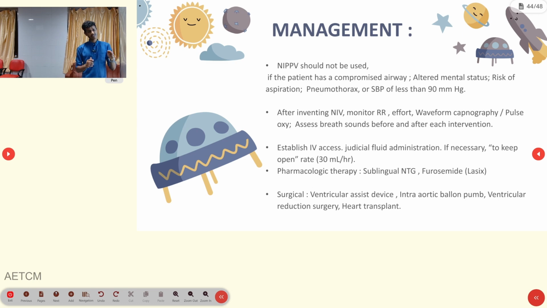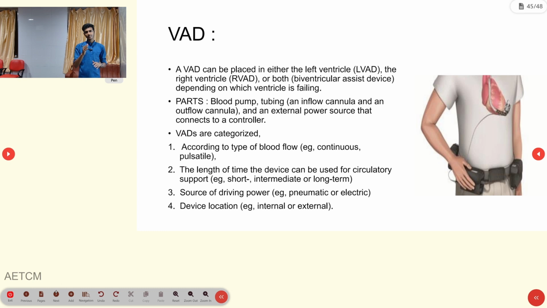So surgical ways: ventricular assisted device, intra-aortic balloon pump (IABP), and then ventricular reduction surgery, heart transplant. That is the definitive treatment that will be carried out inside the hospital. So outside the hospital, in pre-hospital, mainly we are concerned with three things alone. We have to reduce the work of breathing, reduce the workload of the heart, and maintain adequate oxygenation.